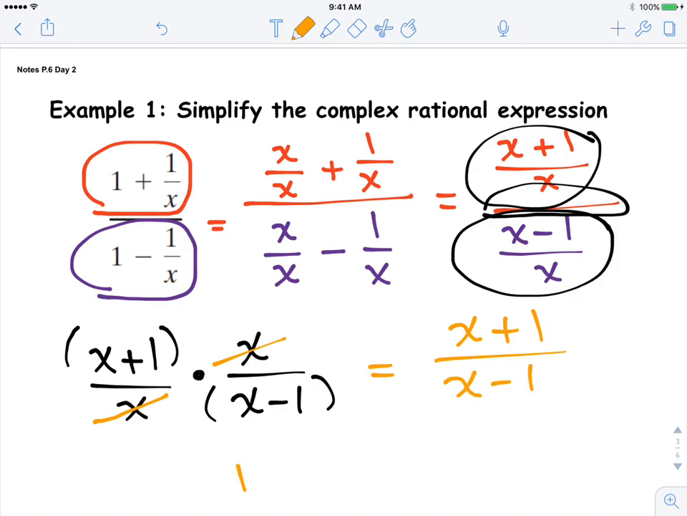We do have a domain restriction. We do not want x to be a 0 there or a 0 there.